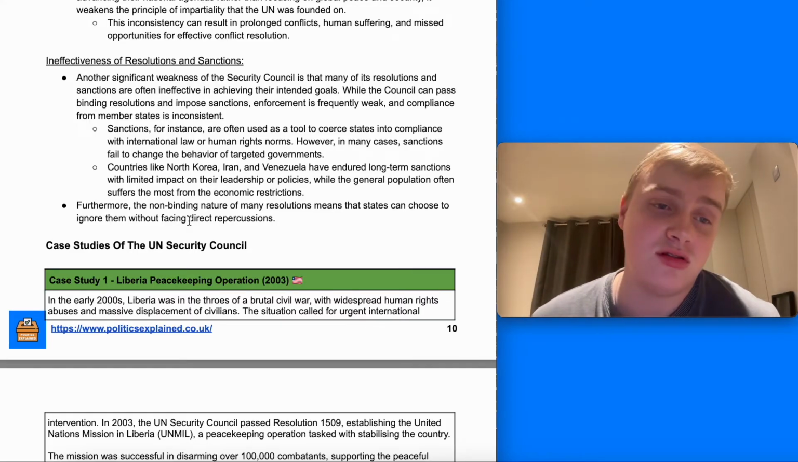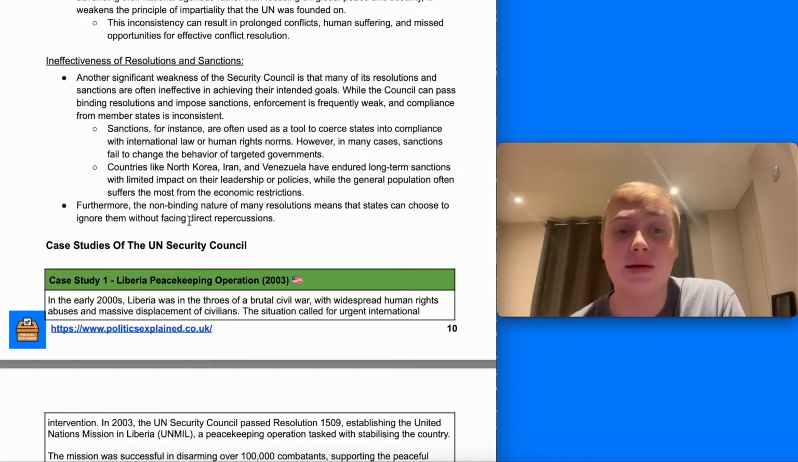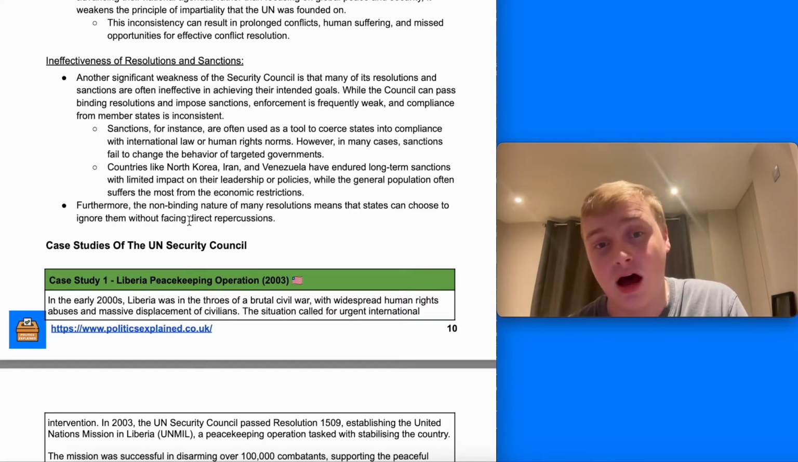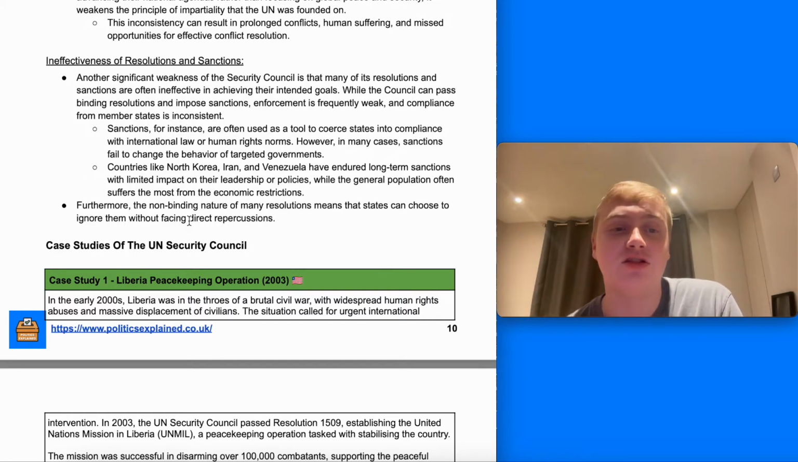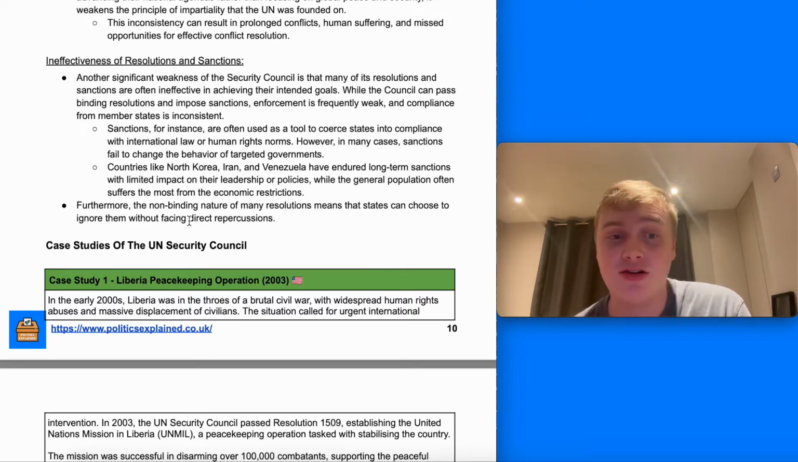So a few examples of this: North Korea, Iran, and Venezuela have endured long-term sanctions with limited impact on their leadership or policies, and actually they just really harm the general population and force them deeper into poverty. Furthermore, the non-binding nature of some resolutions means that states can choose to ignore them without facing direct repercussions.